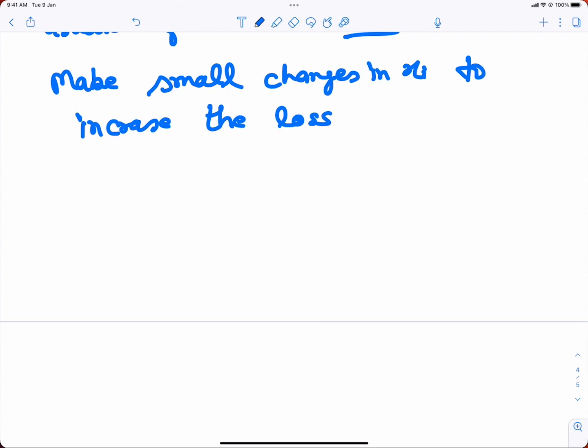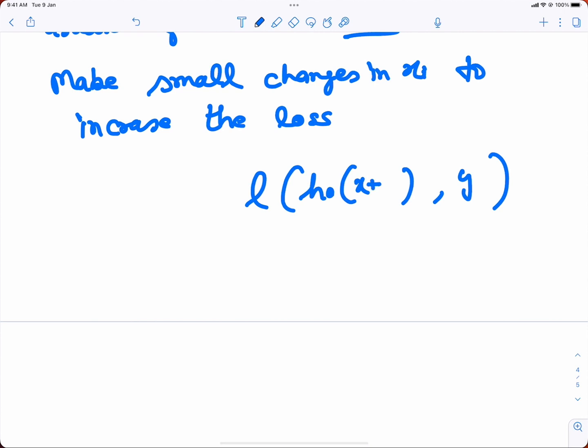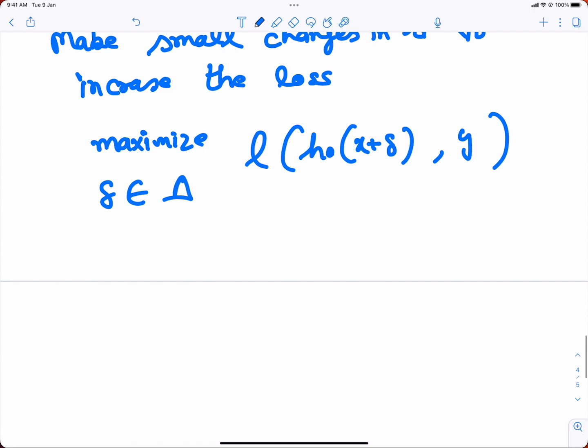So in the adversarial setting, we still have the loss L of h theta of x, y. What the adversary is going to do is add some delta here, L of h theta of x plus delta, y, and it is going to maximize this over delta, where the capital Delta represents the set of perturbations.